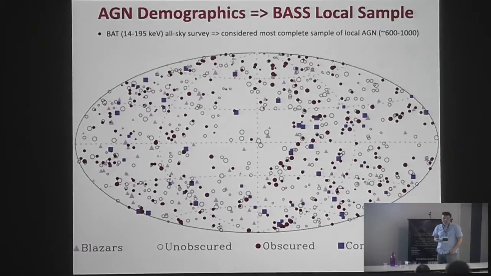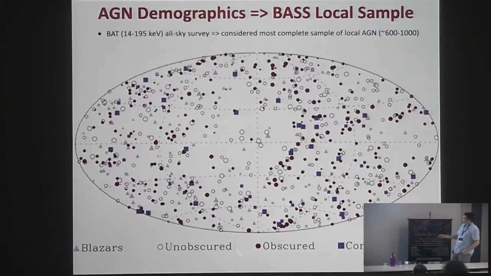It has a sample of about 600 to 1,000 AGN, depending on which version of the BAT catalog you use, because BAT's been up for 15 years, and it keeps observing. And so it keeps getting a little bit more sensitive and finding new AGN. But essentially, most of the papers are written on the 600, and now we have about 1,000 or so. So this is the distribution.